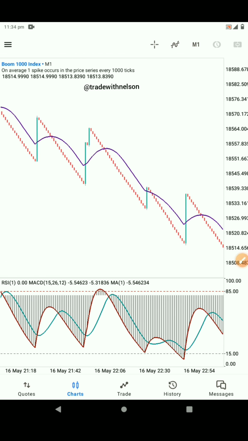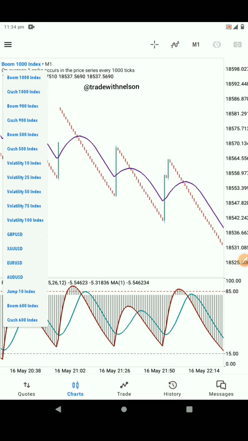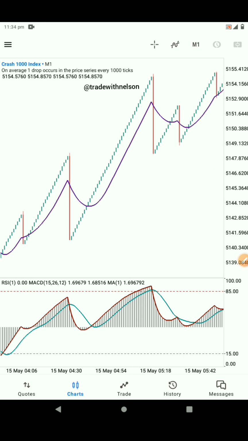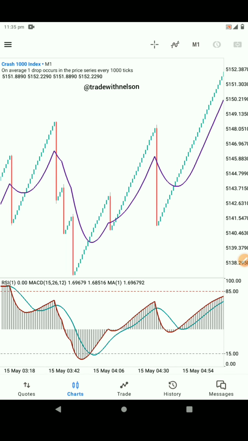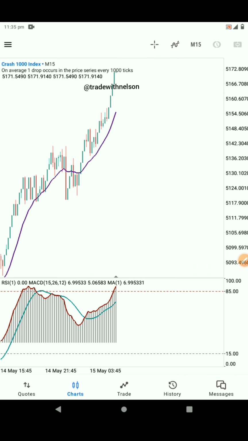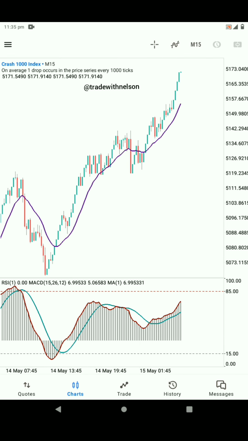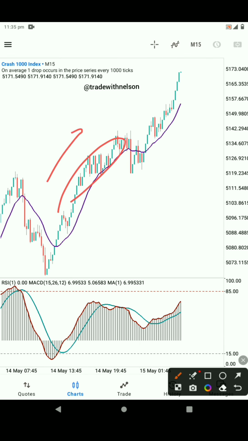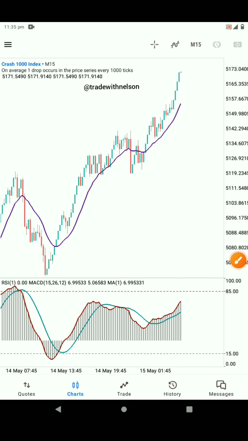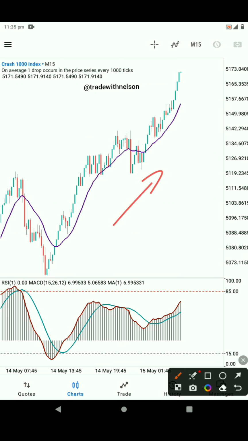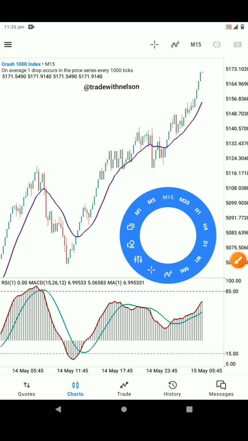To the crash market, and let me show you how it works over there. So this is the crash 1000 market. First thing we want to do is to go to our 15 minutes time frame. We want to focus our attention on whenever this candle is above the moving average. So for the crash market, we focus on uptrend. For the bull market, we focus on downtrend in the 15 minutes time frame.